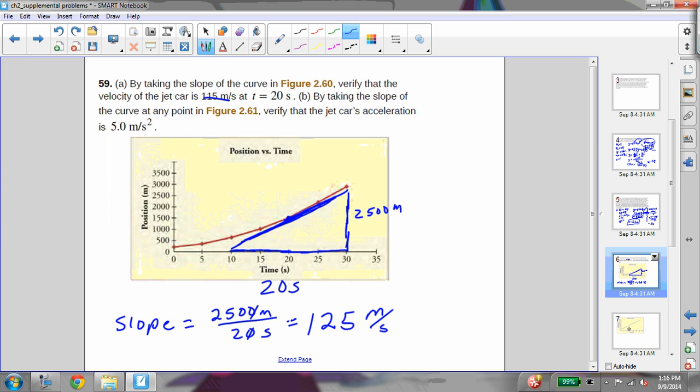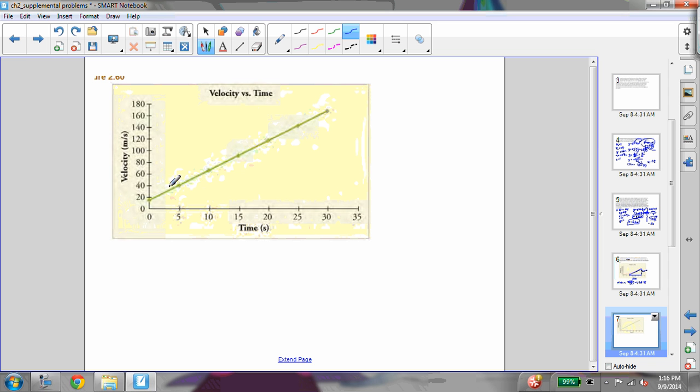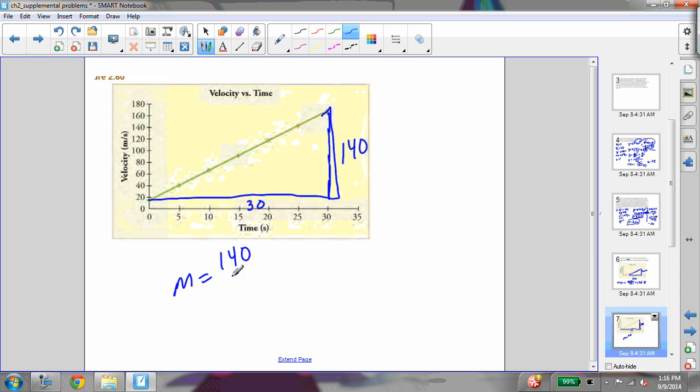Now you can do a similar thing here. Let's see, it tells us that the acceleration should be 5 meters per second squared. It's going to be 5 meters per second squared at all times. Let's just find the slope. I have a run from 0 to, I think that's 30. So my run is 30, and then my rise looks like it goes from 20 all the way up to 160, so about 140. So 140 over 30. My slope then equals 140 over 30. That's 14 over 3. That is approximately equal to 5 meters per second squared. All right, so that's it for that one.